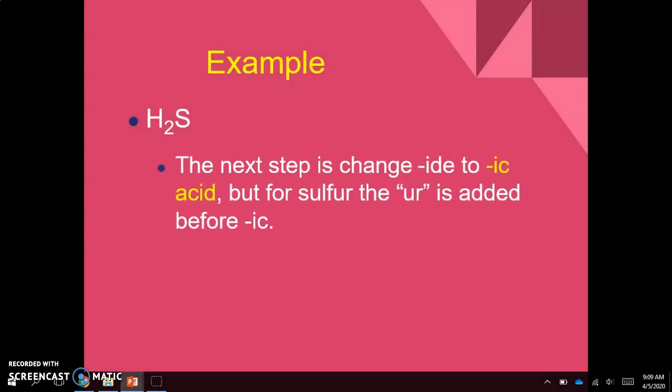So we add a UR. For the sulfide anion, instead of saying sulfic, we add a UR, and this becomes hydrosulfuric acid. Here's where our UR came into play. We dropped the IDE from the sulfide, added the UR, then added the IC, and we added the acid. So H2S is hydrosulfuric acid.